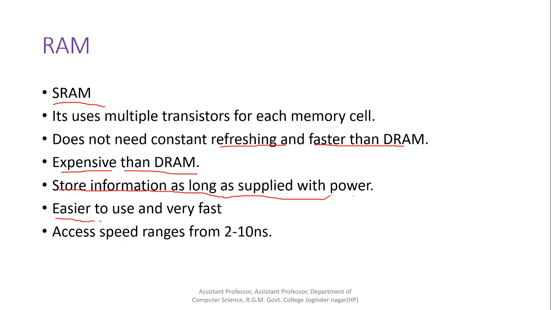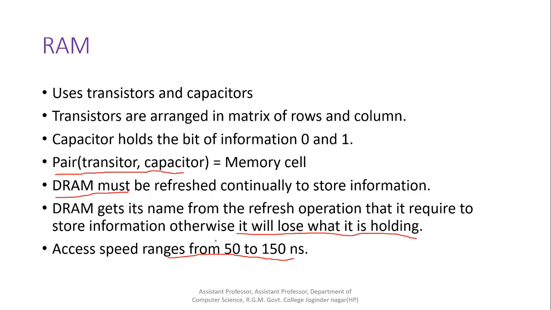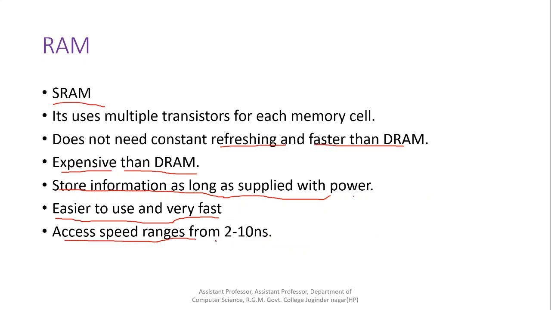They are easier to use and have very fast access speed, and the access speed ranges from 2 to 10 nanoseconds, but in case of dynamic RAM it is 50 to 150 nanoseconds.